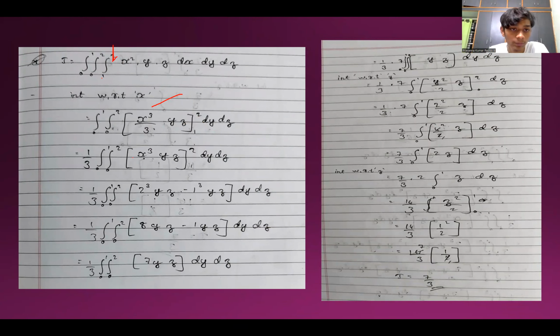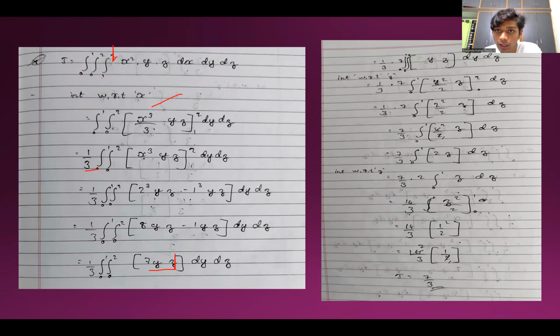We are going to take 1 by 3 as common, with integral 0 to 1 and integral 0 to 2 of x cube into y into z, with limits 2 and 1. Now we are going to substitute the values 2 and 1 in place of x, and on substituting, the answer will be 1 by 3 integral, that is the common part, integral 0 to 1 and 0 to 2 of 8yz minus 1yz, that will give 7yz.